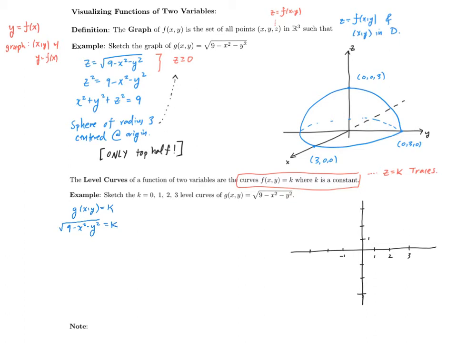If we square both sides, we would have 9 minus x squared minus y squared equals k squared. So by regrouping these, 9 minus k squared is x squared plus y squared. And as long as this quantity on the left-hand side is positive, we will have a circle centered at the origin whose radius is determined by the square root of that positive quantity.